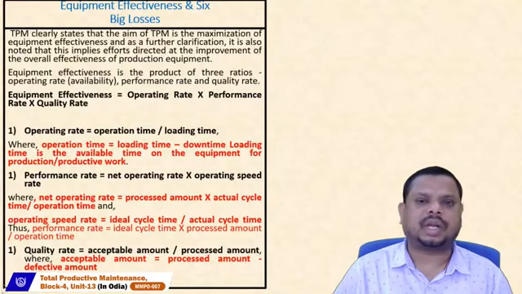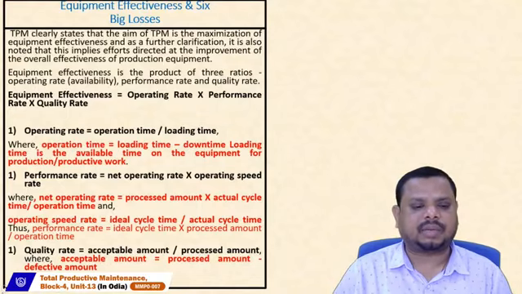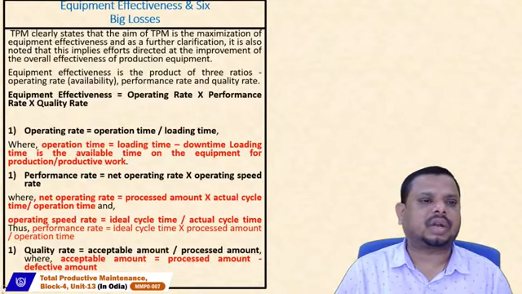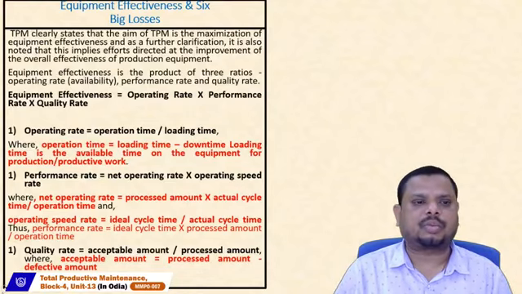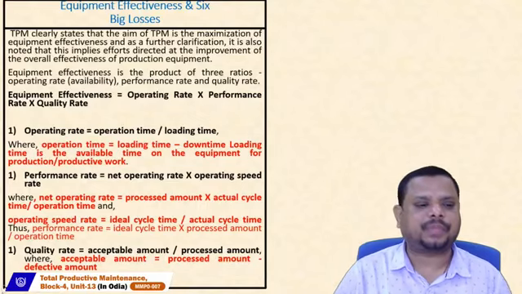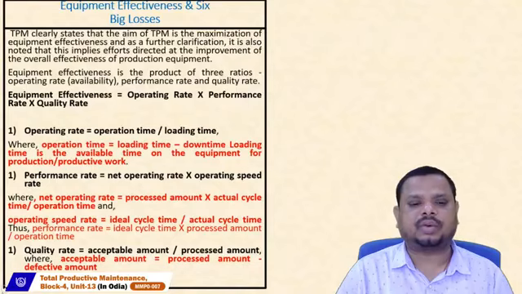And the last formula, for quality rate, equals acceptable amount divided by processed amount, where acceptable amount equals processed amount minus defective amount. So these are the formulas basically used to calculate equipment effectiveness. Under equipment effectiveness, you have to focus upon 3 ratios: operating rate, performance rate, and quality rate. So I repeat, operating rate equals operating time divided by loading time. Performance rate equals net operating rate times operating speed rate, and quality rate equals acceptable amount divided by processed amount.